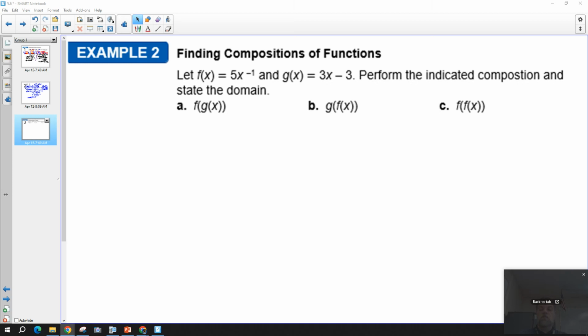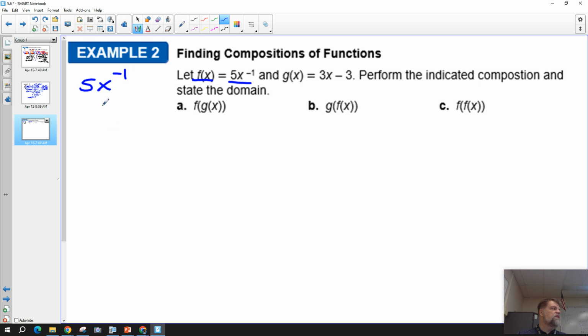Alright, so more of the same stuff, except they're throwing a curveball at us. f of x, let me change that and make that a color. Let's do blue and green. f of x is 5x to the first power. Now remember, 5x to the negative 1 is really what? That's 5 over x to the first power, right? Remember, the negative gets tossed down to the bottom. So keep that in mind.